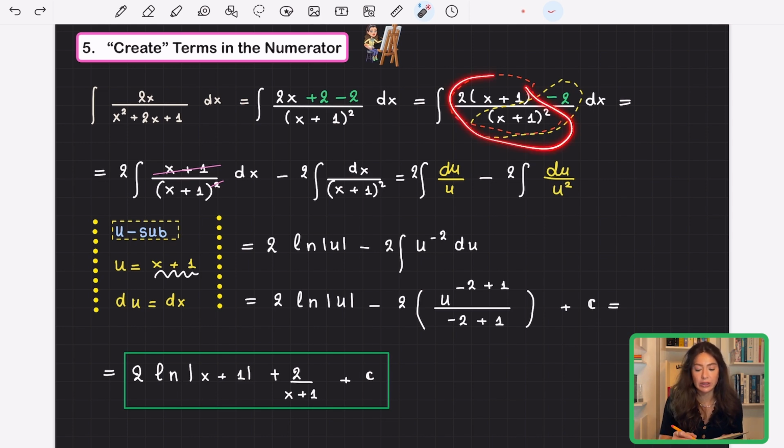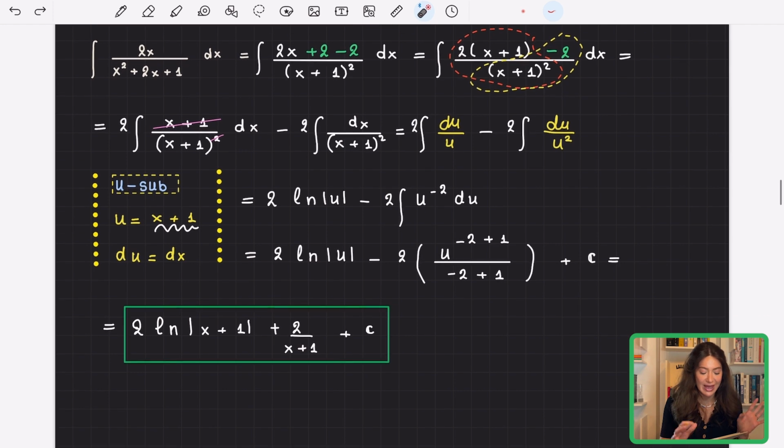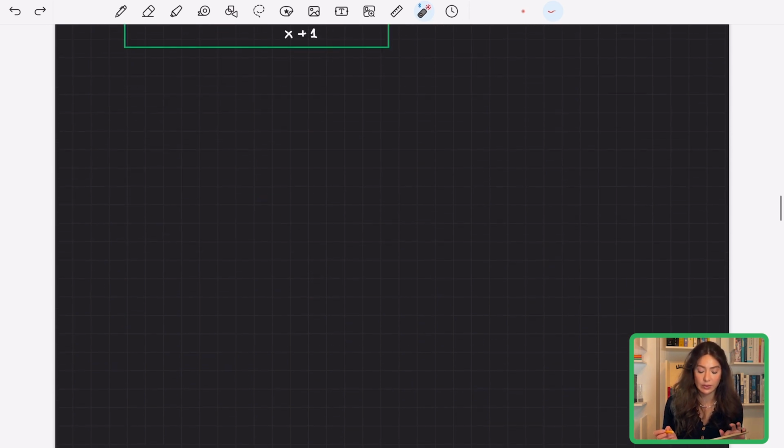And then we did step number 2 within step number 5, or trick number 5, and that was funny. And then we canceled those, and then it still didn't look like basic rules, but after we did this u sub for both of them, and the u was the same for both, then they looked like basic rules of integration.